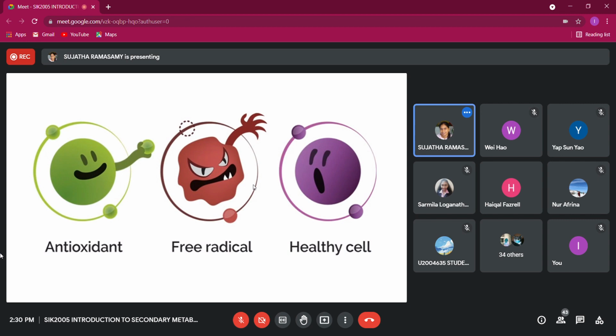And finally, the healthy cell. Haikal? Okay, so I'm healthy cell. I'm the citizen here. I'm a stable molecule that's living happily. So you're living happy, no one disturb you? Yeah. Sure, no one disturbs me, until the free radical will attack me to steal my electron.